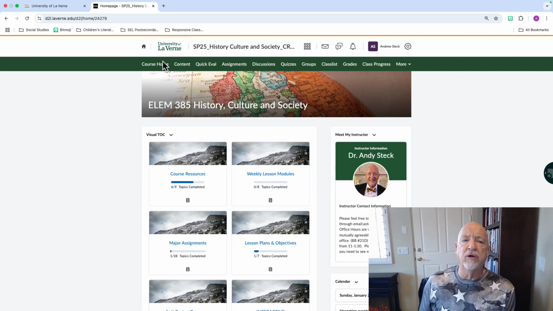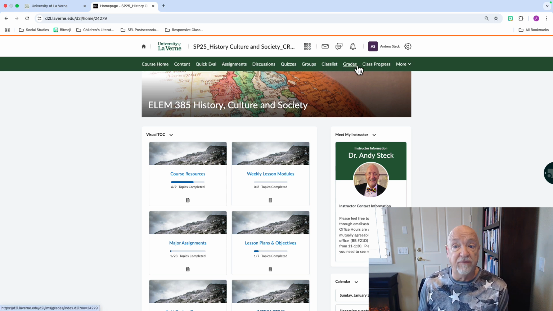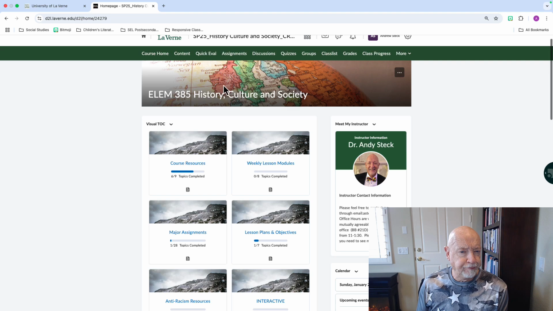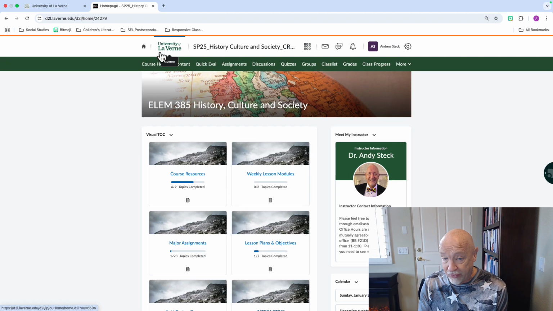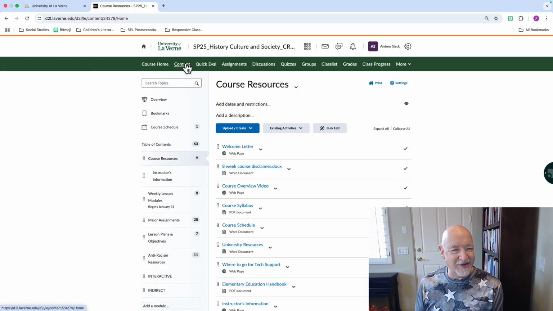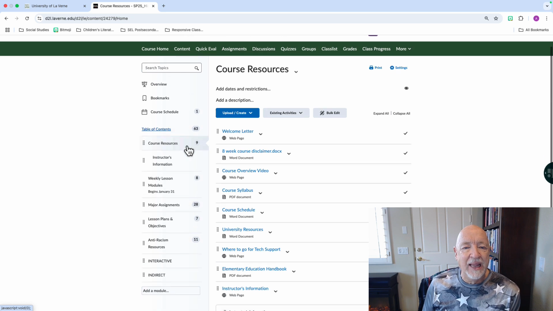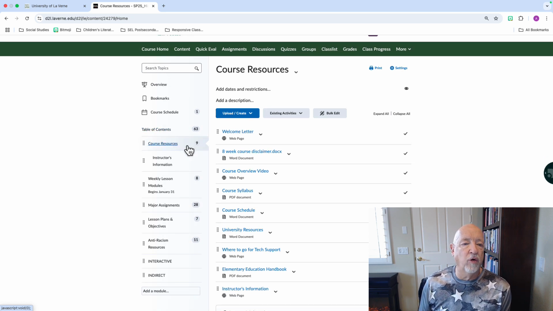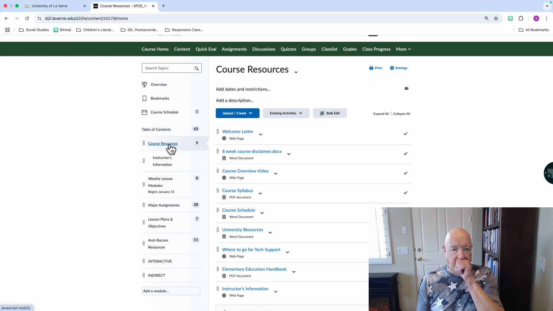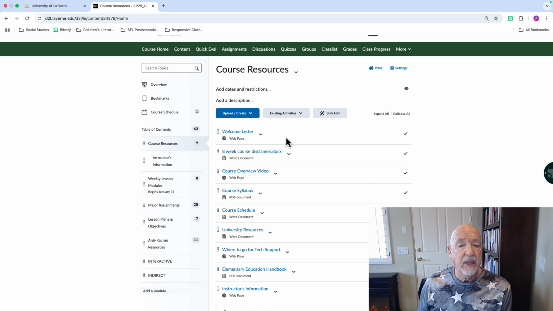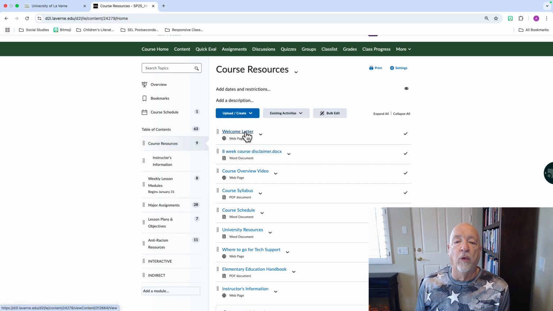So we're going to take a look at this menu up here, because that is what will drive you to find out what you need to do and where you need to go for certain information in this course. I'm going to click on Course Home, and that's what you see right now, and we're going to go to Content. That's probably your second most important page, or maybe the most important page. And here you will find a variety of course resources in this module. So taking a look at the course resources, there's a welcome letter.